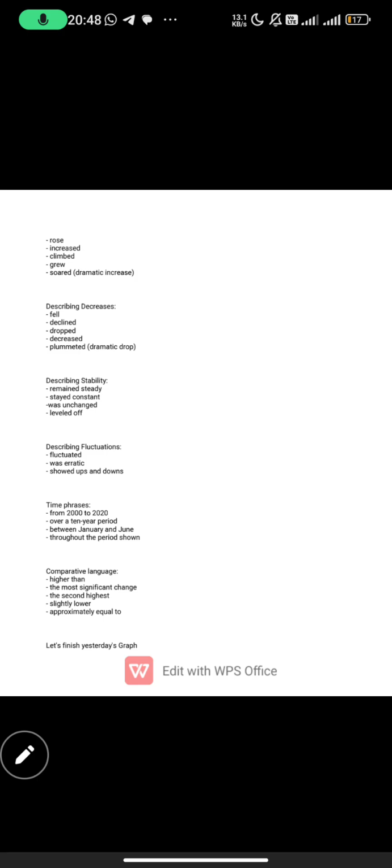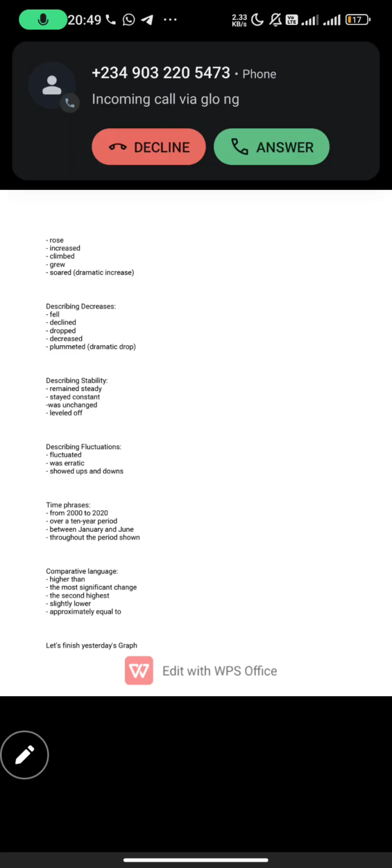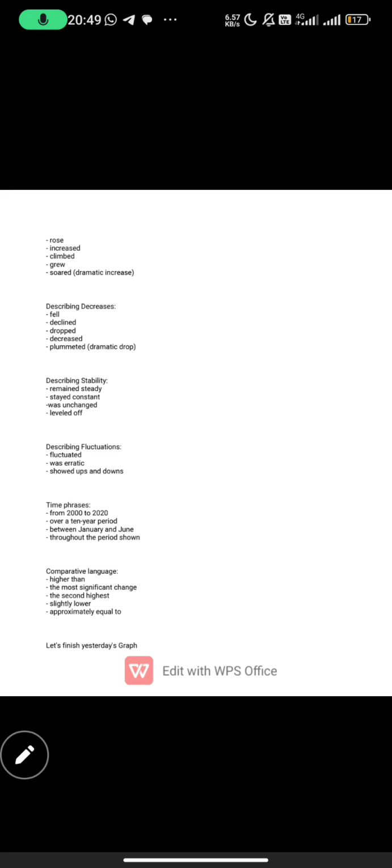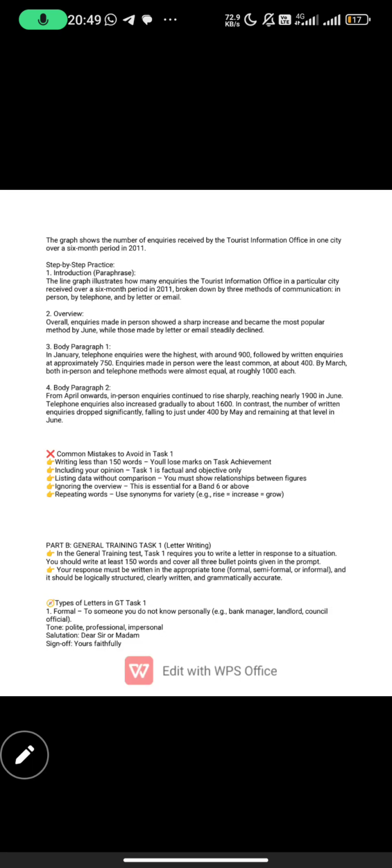So when I give you a graph tonight, you can just go straight up to illustrate it. Do you grab? Now, let's do the next one. Yesterday's graph shows the number of inquiries received by a Tourist Information Office in one city over a 6-month period.